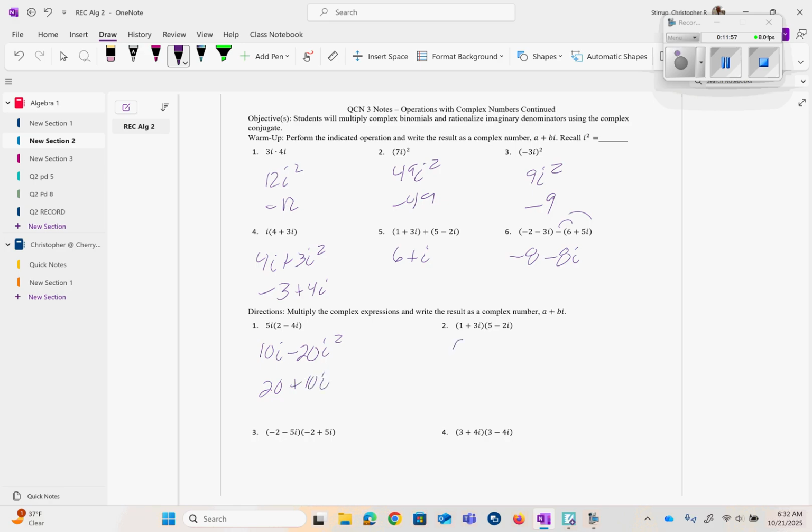Go ahead and FOIL this one. That's going to give me 5 minus 2i plus 15i minus 6i squared. i squared is negative 1, so that's going to become a positive 6. Add that to 5.